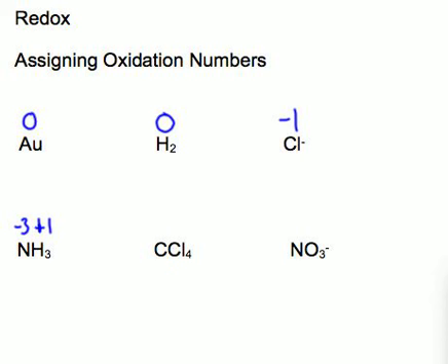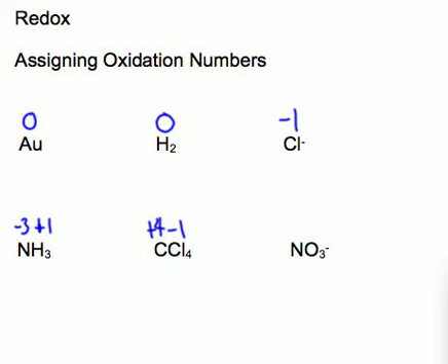Okay, let's try CCl4. Okay, Cl tends to make a -1 charge. So we're going to label Cl as having a -1 oxidation state, and so that means carbon has to be a +4 oxidation state. Okay, again, this molecule is neutral, and so we have 4 -1s and 1 +4, and the molecule has an overall neutral charge. Okay, NO3 minus is a little bit trickier.